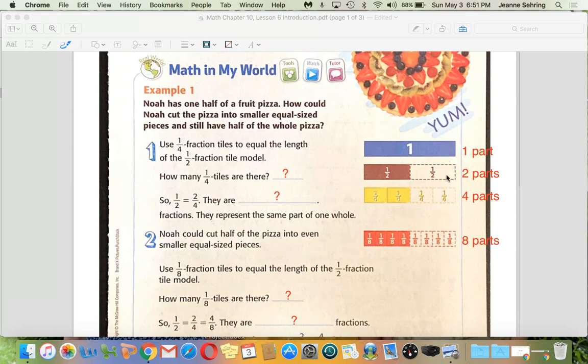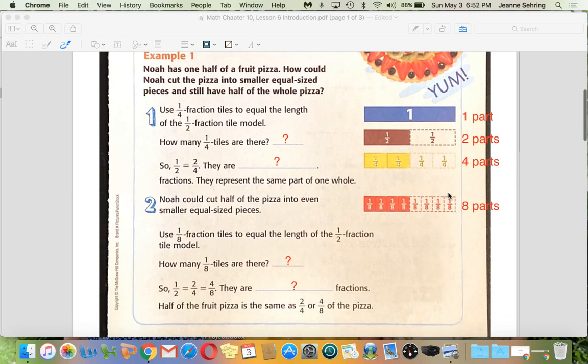This fraction tile would be divided into two parts with one part shaded, so 1/2. This fraction tile is four parts. The whole is made up of four parts, and two of them are shaded. So it's 1/4 plus 1/4 that are shaded, 2/4 together. 2 out of 4 parts are shaded. The next one is divided into 8 total parts, so it's got 8 on the bottom, and each of these units is 1/8. Together, it is 4/8 that are shaded.